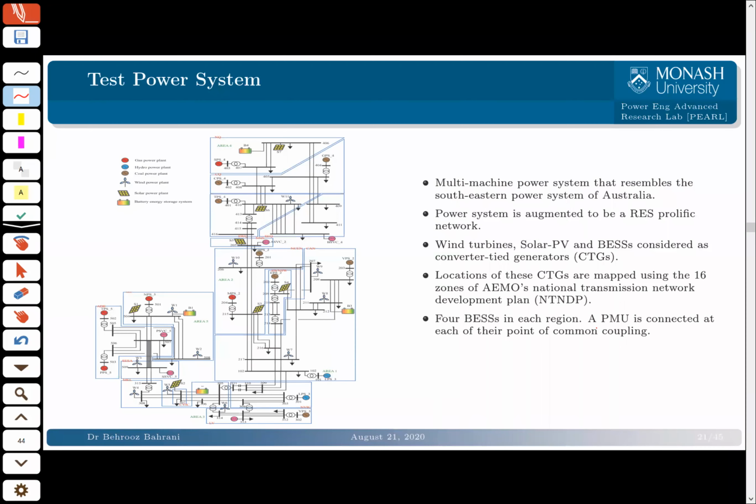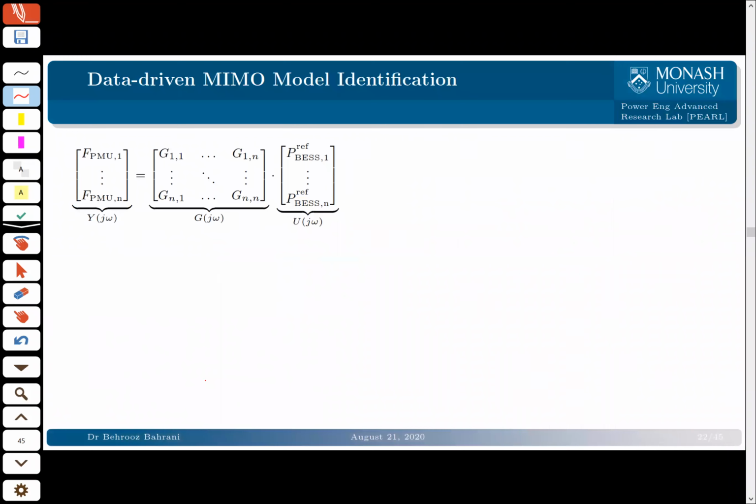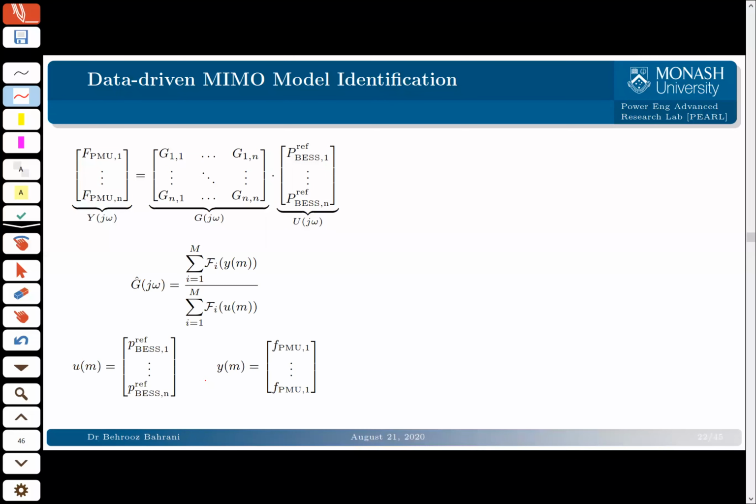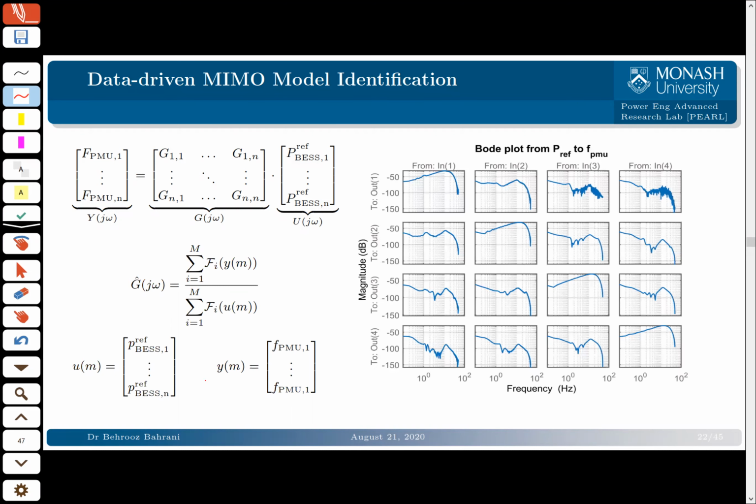Now we've got 4 different battery energy storage systems, one here, one here, one here, and one here, and a PMU is connected to each of them at their point of common coupling. Now, you can then find a model for your system. So of course, it's a multi-input, multi-output system, and we excite one of these systems at one point in time. So every time one of these batteries is exciting the system, we can get the model of the system. So we assume that we've got 4 batteries and 4 sensors as PMU.